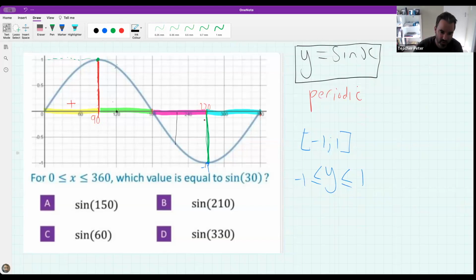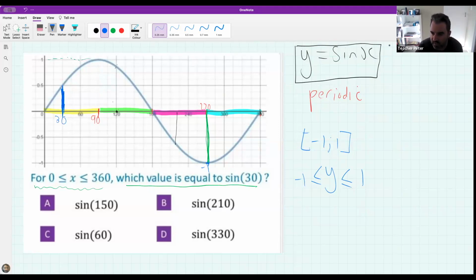Okay, now let us go to the question. It says, for which value between 0 and 360 is equal to the sine of 30? So let's go and find 30 on our graph here. So where do I think, okay, that was 60, that was 90. I think 30 is going to be here. So what do you think the sine of 30 is equal to without looking at your calculator?